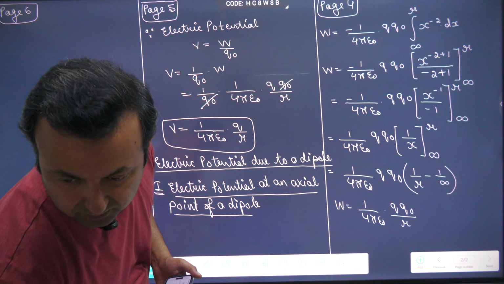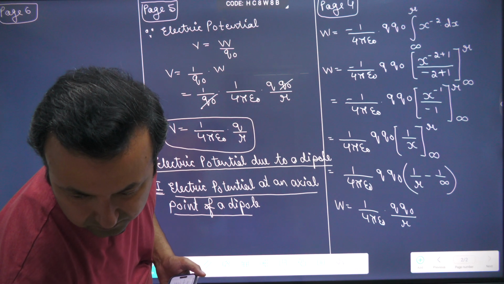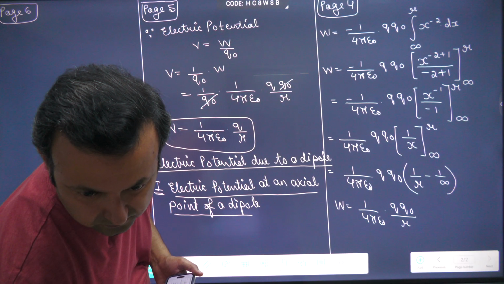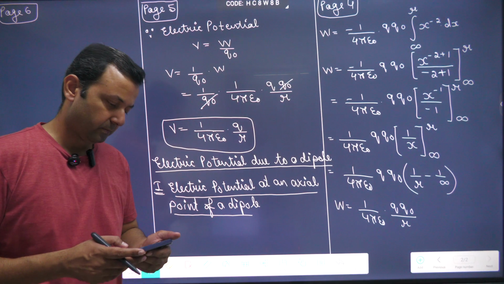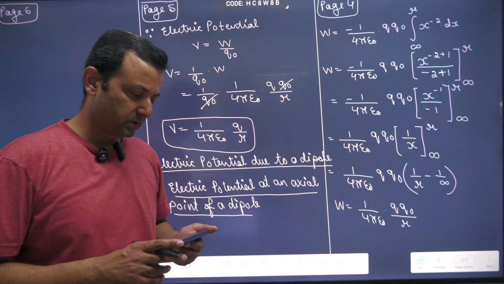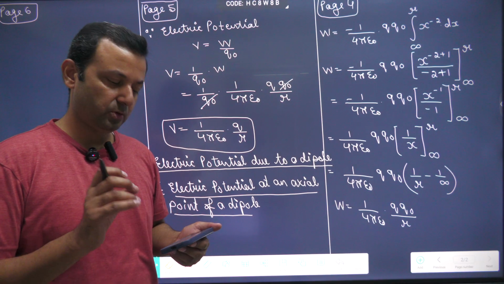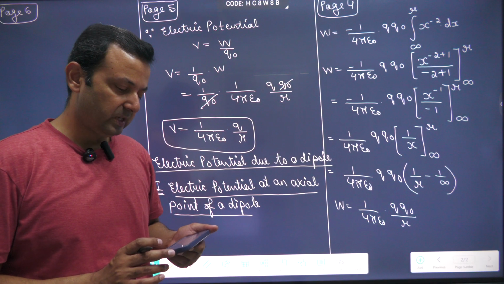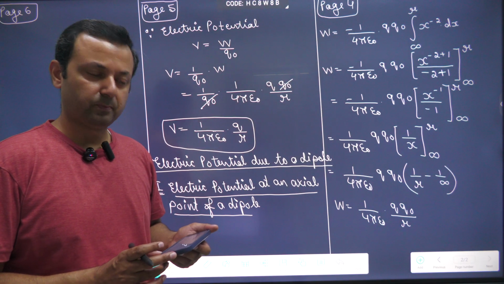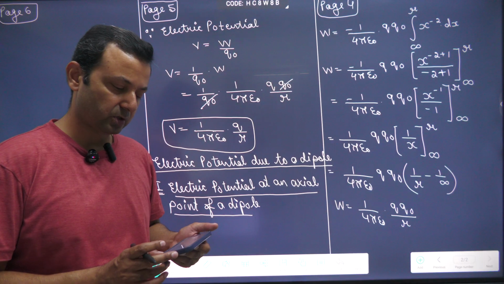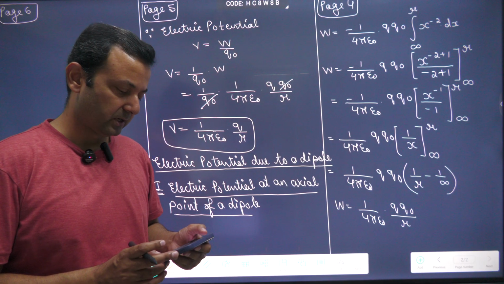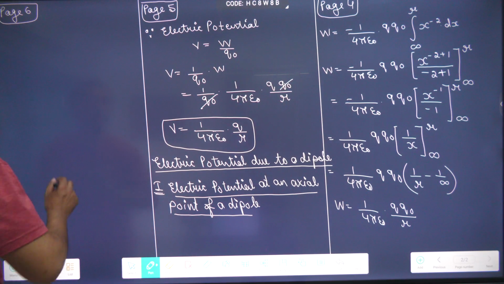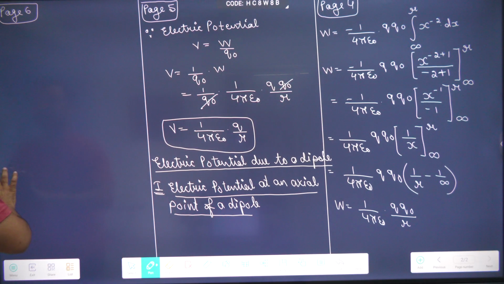Electric potential at an axial point of a dipole. Now, consider an electric dipole consisting of 2 point charges minus q and plus q, separated by distance 2a. Let P be a point on the axis of the dipole at a distance small r from its center O. Now, come on to page number 4 of the notes.